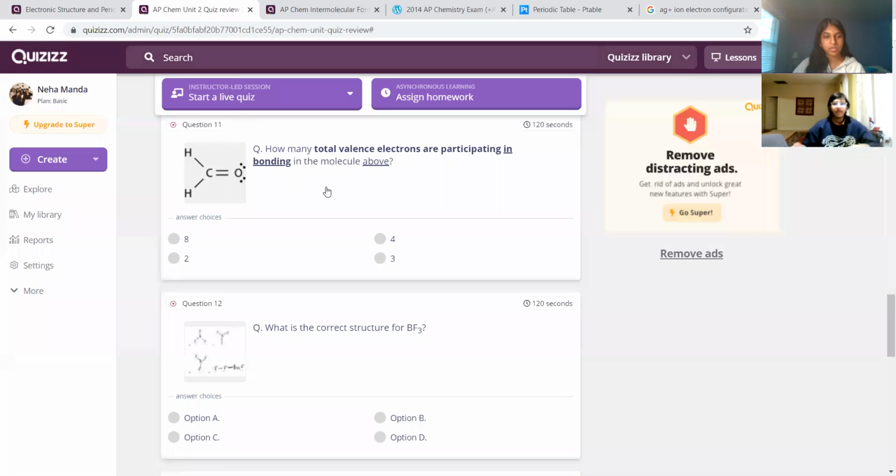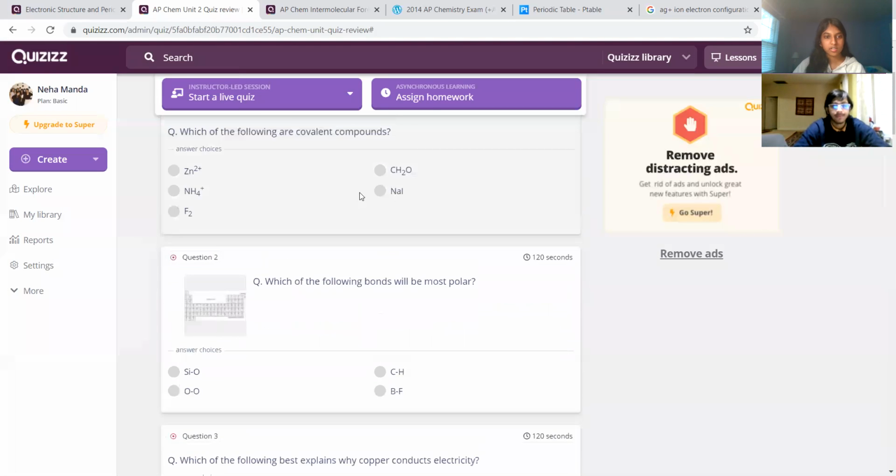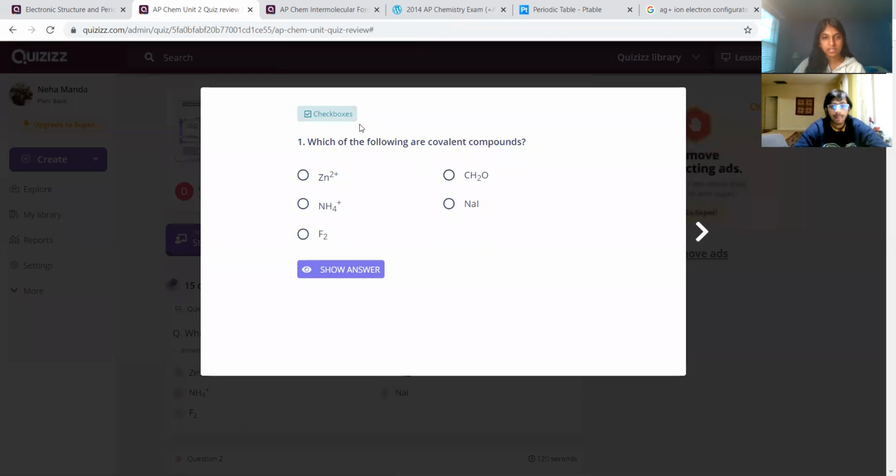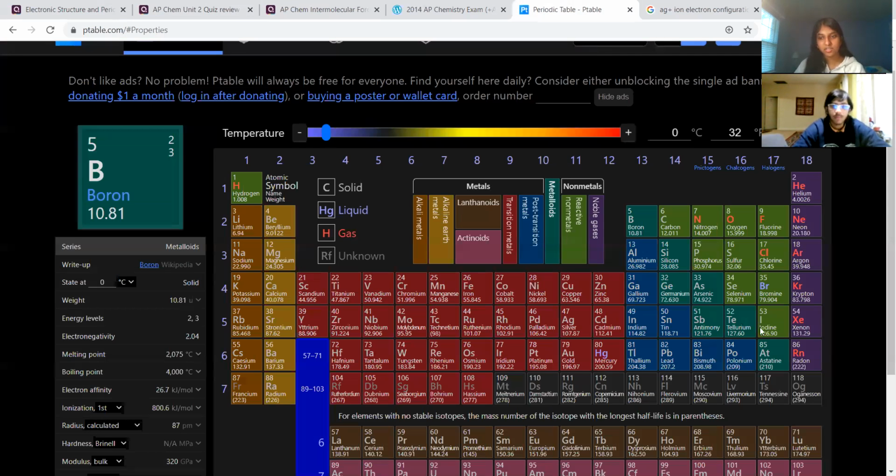We can move on to this one. Which of the following are covalent? So there's more than one, apparently. Covalent should definitely be this one, and then it's not NaI because Na is in a separate place. It's going to be an ionic bond. Na is over here and I is over here.